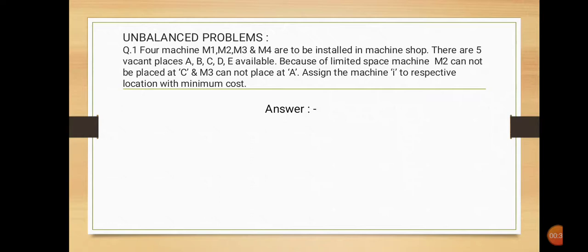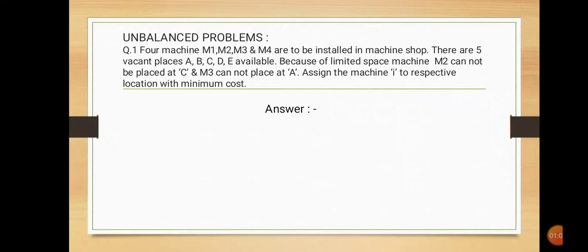Check whether the problem is balanced or unbalanced. When the problem is unbalanced, then we add the dummy. After that, second rule, select the minimum value in the row and subtract this value in that row. Third, select the minimum value in the column and subtract this value from each element in the column.